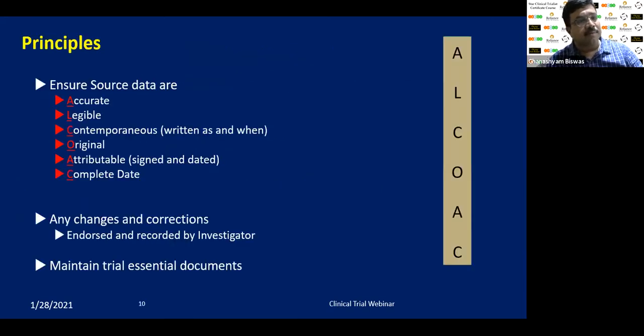Next. So the principles, the eponym is ALCOA. Ensure source data is accurate, legible, contemporaneous, that is written as and when, original, attributable, that is signed and dated, complete. Any changes and corrections are endorsed and recorded by the investigator. So, clinical trial essential documents. Next.